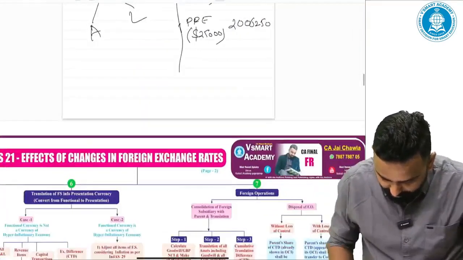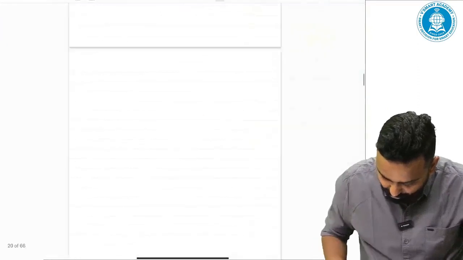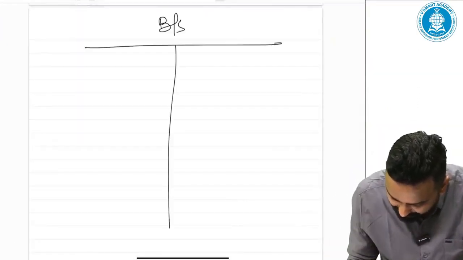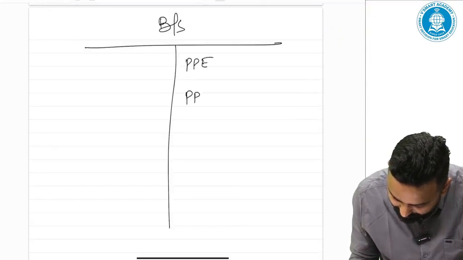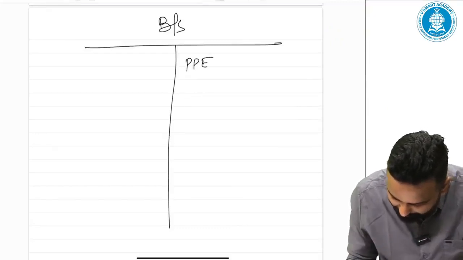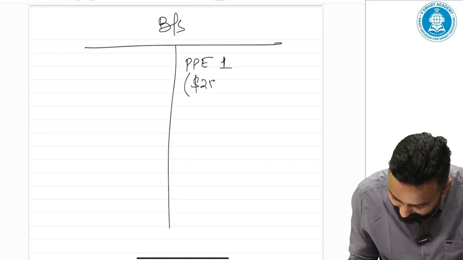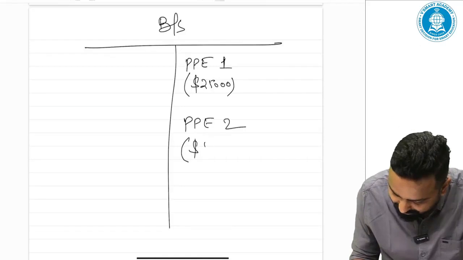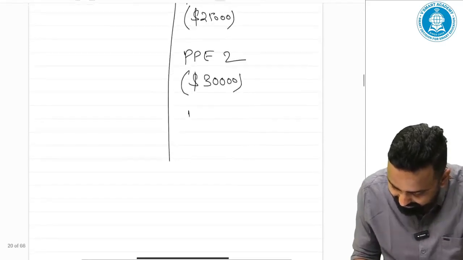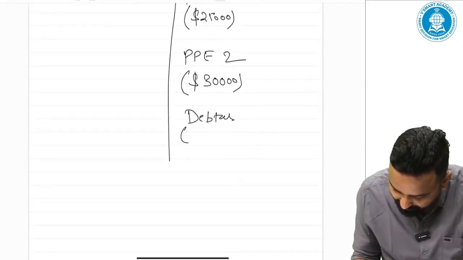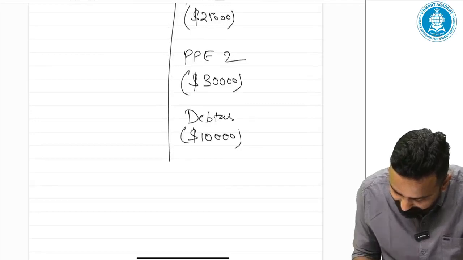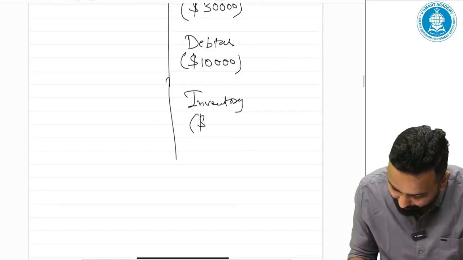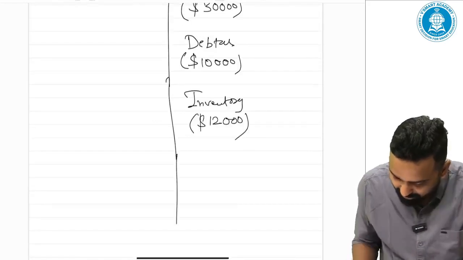What I did, suppose, one more page I should include. Suppose in my balance sheet, there is PPE, there is one more PPE, PPE1, which was actually purchased at $30,000. There is one more PPE2 which was actually purchased at $30,000. There is a debtor which was actually $10,000. Other than that, there's an inventory which was actually purchased at $12,000.